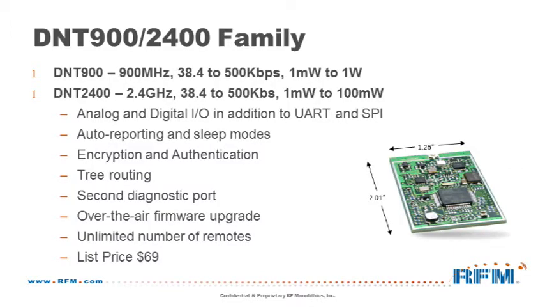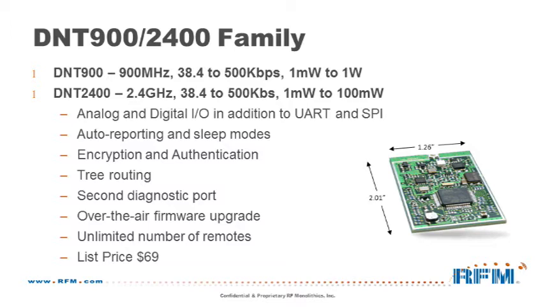Now we're going to move on to the DNT family, and we call the DNT 900 and the DNT 2400 our big DNT family. They're not very big. They're smaller than the width, so it's 1 1/4 by about 2 inches. So very compact size, both in 900 megahertz and 2.4 gigahertz. And these actually have variable data rates.